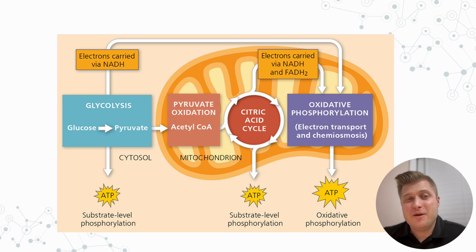What I want you to notice here is some different color blocks going from left to right, starting with glycolysis. Let's get the big picture. The big picture being who's making ATP in this process? ATP is energy. That's what we're here to get. Cell respiration is about making energy.